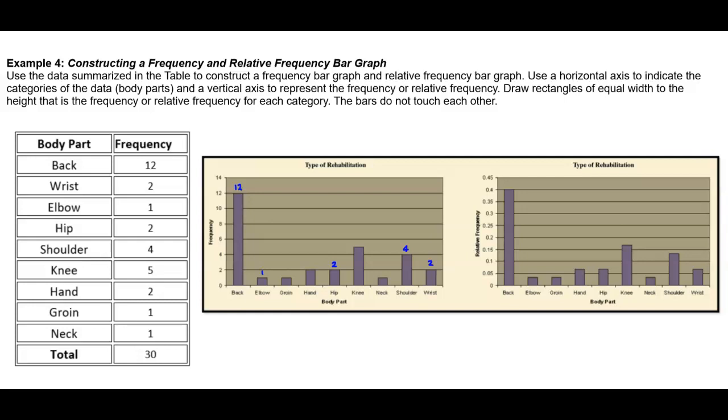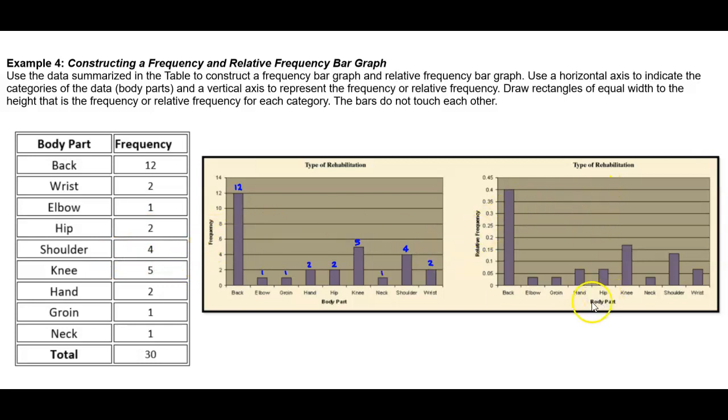The knee is 5, so we can see that the frequency for that bar is 5. For the hand, we have 2. For the groin, we have 1. And for the neck, we have 1. So again, there is the bar graph, and this is a frequency bar graph.